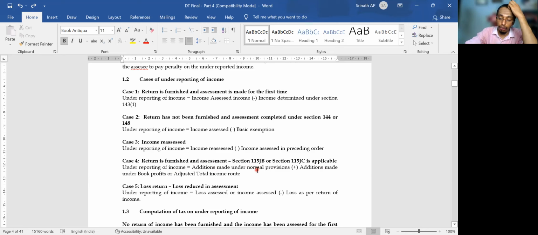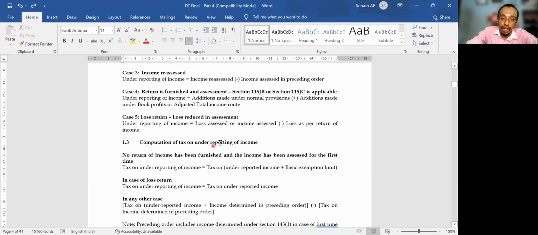book profit or adjusted total income rule. That is MAT, or adjusted total income is AMT. In case of loss, underreporting of income would be loss assessed minus income or income assessed. Sometimes the loss could have converted into income, minus loss as per the return of income.